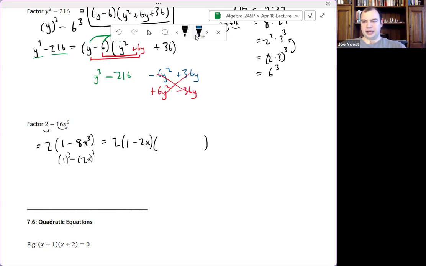And then I know that my 1 has to multiply a 1 to get a 1. In some sense, this is like a 1 squared. The blue one is kind of like a 1 squared. I know that a minus 2x has to multiply a plus 4x squared in order to make a minus 8x cubed. And then again, my first gives me 1 times 1 is that 1. My last gives me minus 2x times plus 4x squared is that minus 8x cubed.